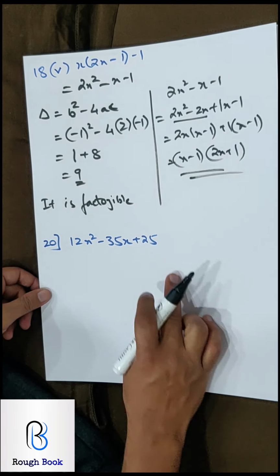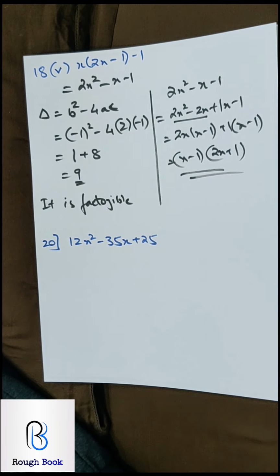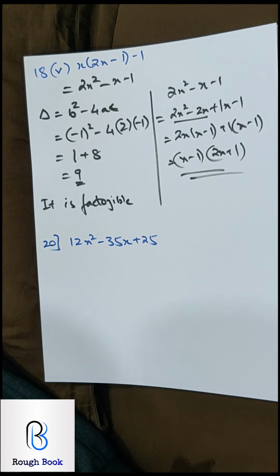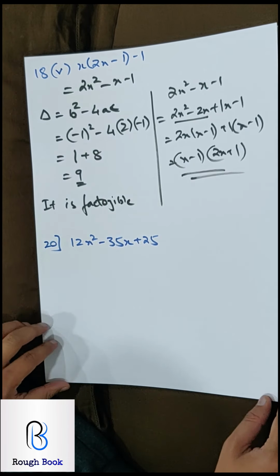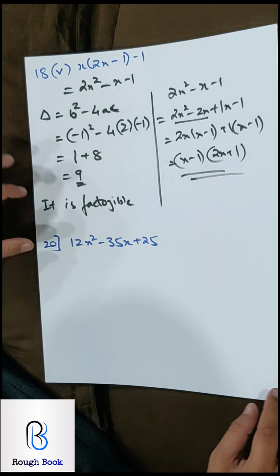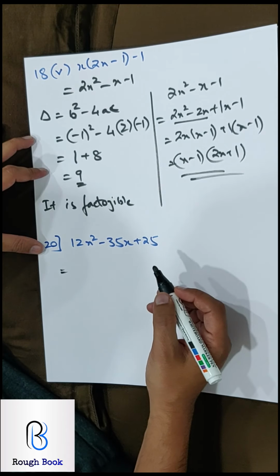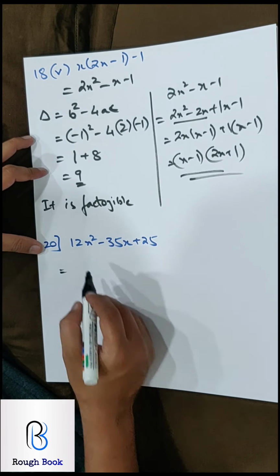Last sum, 12x square minus 35x plus 25. The question says, if these are sides of the rectangle, from this find the length and the breadth of the rectangle whose area is this. So if this is the area, what will be the length and breadth? No problem. First let's solve the question, then we'll see how to find out the length and the breadth.